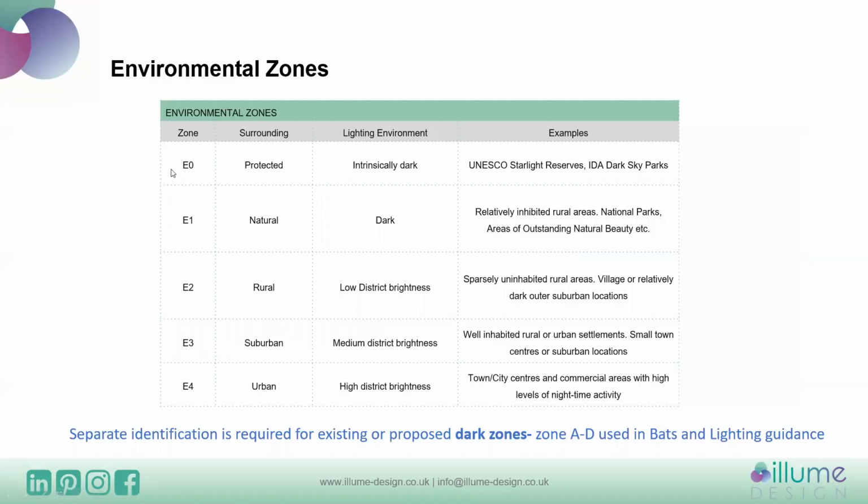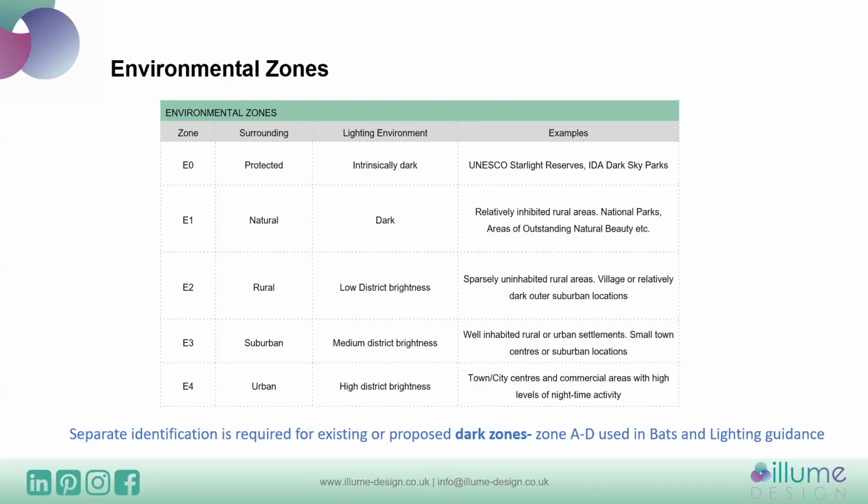So when I talk about environmental zones, these are environmental lighting zones. So they are broadly classified. There are 5 zones, and it goes from E0, which is protected, like a dark sky park, through to E4, which is urban, so a town or city centre.